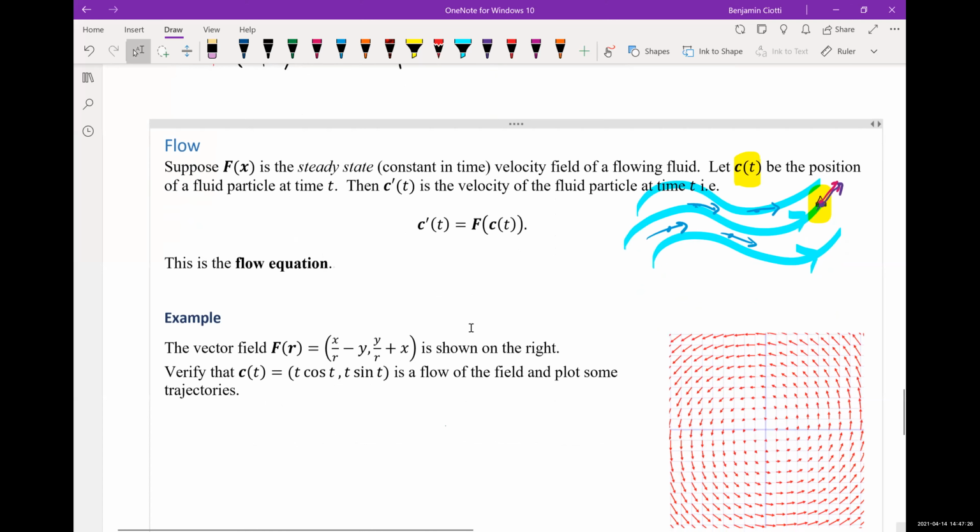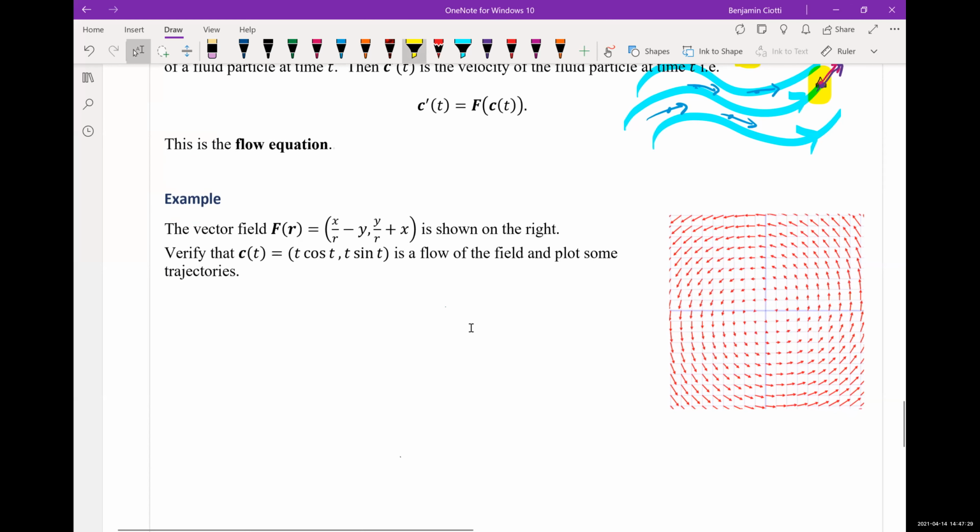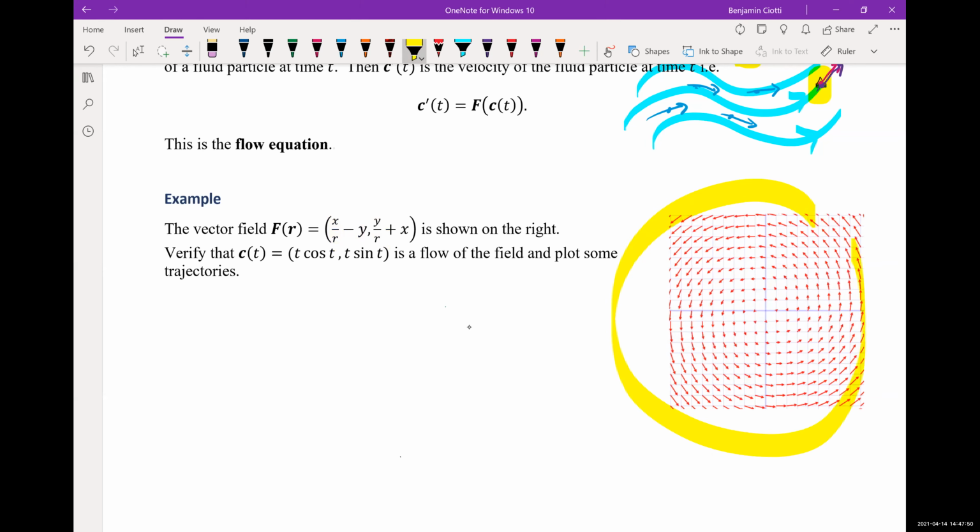Like I said, this equation comes up in differential equations all the time. So let's do one last example with that. How about we consider the vector field in the plane given by F of r equals x over r minus y over r plus x. I already went through the trouble of plotting it, so there's a picture of this vector field, or velocity field. Let's verify the flow equation for a particular trajectory given by vector c of t equals t cos t, t sine t.